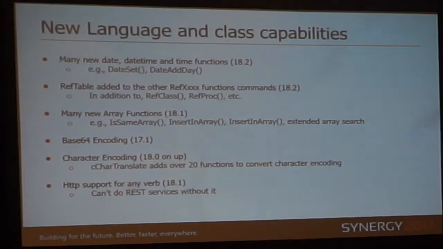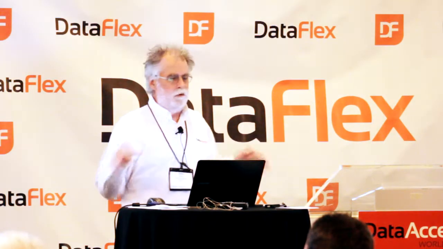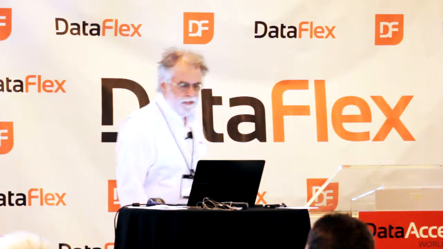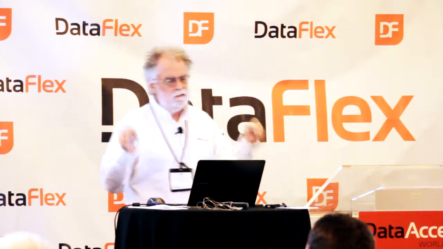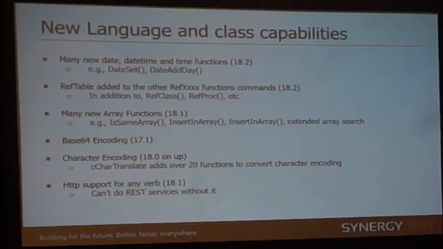So there were a bunch of new array functions added where you could say, is this the same array? I want to insert in this array. There was extended searching capabilities within an array, so you can do what's called a dictionary type search. Various encoding things. We more natively support base 64 encoding. There's a whole package for character translation encoding, transferring between UTF and OEM and moving them into different kinds of variables and stuff. There's a whole bunch of stuff there.